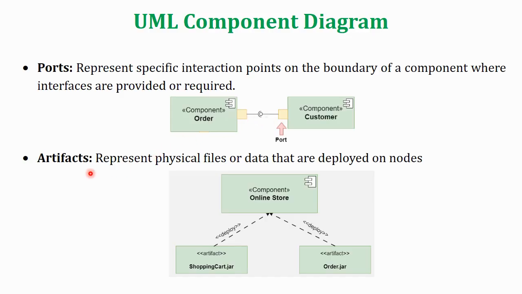And the next one is the artifact. It represents the physical file or data that is deployed on the nodes. So here the online store is one of the components, then the shopping cart jar file and the order jar file. These are the artifacts. So now they are associated with the online store.